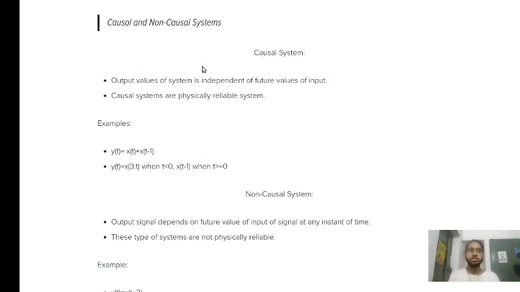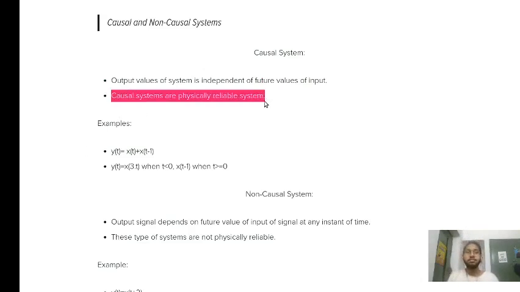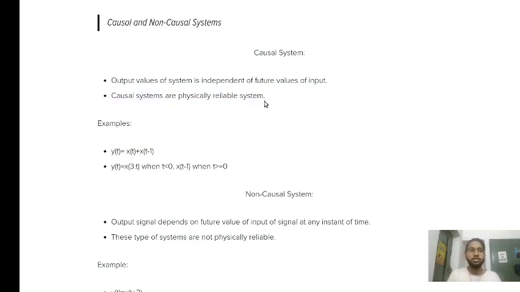Let's understand the causal system. Let's go through its definition. Output values of the system are independent of future values of input. As we know, we have previously discussed this topic: future value, past value, and present value. The second point is that causal systems are physical, reliable systems. This means that we can see causal type of systems in our daily life.